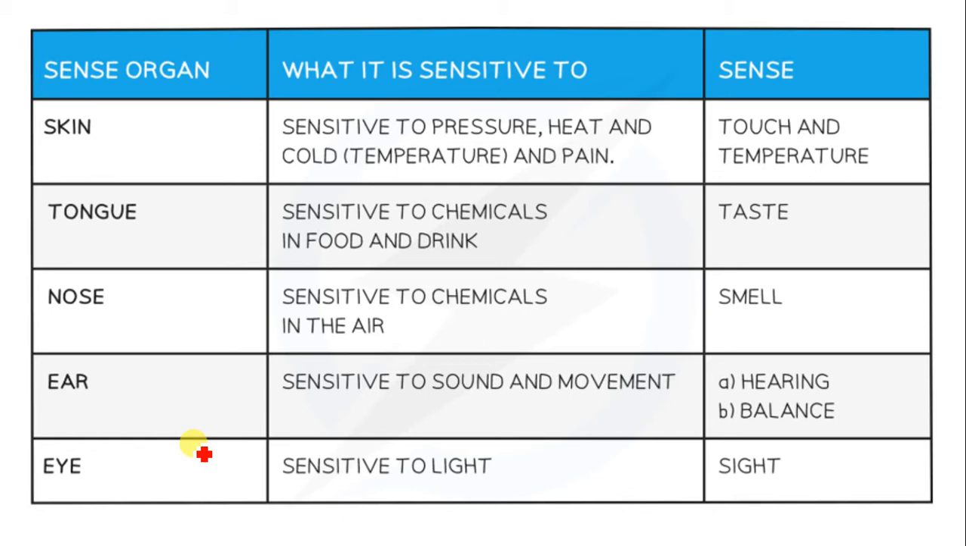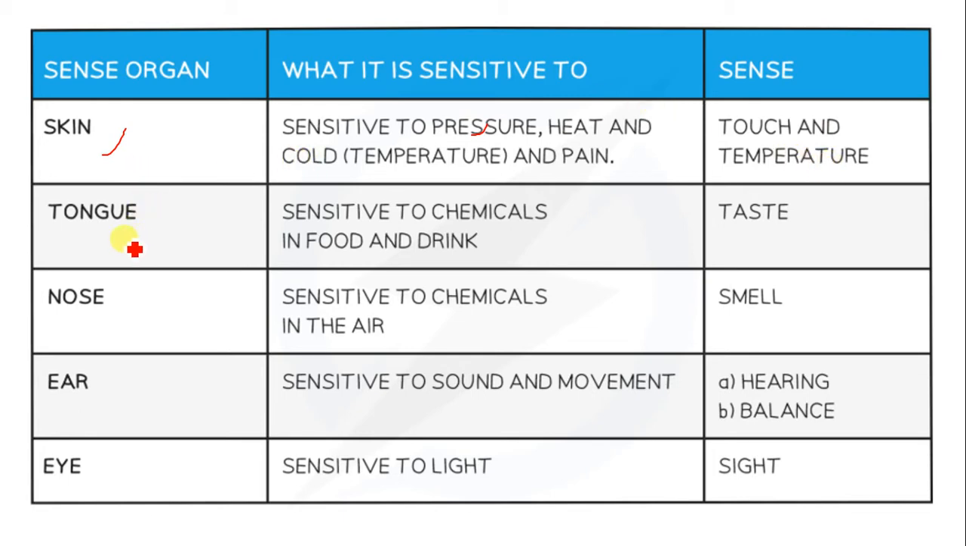Now, sense organs, what they are sensitive to, and the senses. The various sense organs we have in our body are the skin, which is sensitive to pressure, heat and cold, such as temperature, and pain. You see, in an exam, I've seen where they say, okay, list two, and somebody will write heat and cold. Heat separate as one and cold separate as the other. It won't go. Both of them are temperature. So if you write one, you can't get 2 marks for that description. And pain. So they are sensitive to touch and temperature.